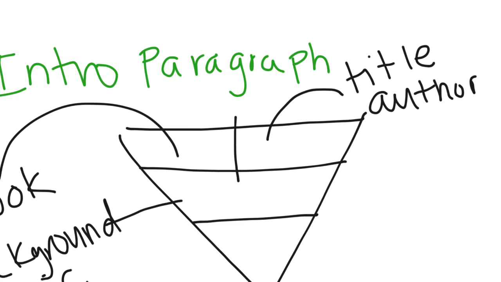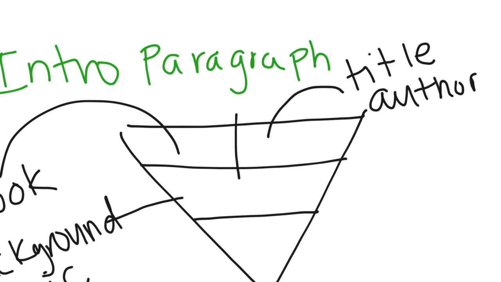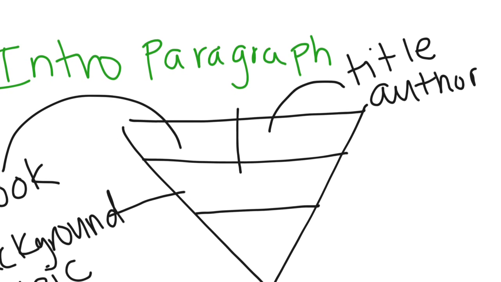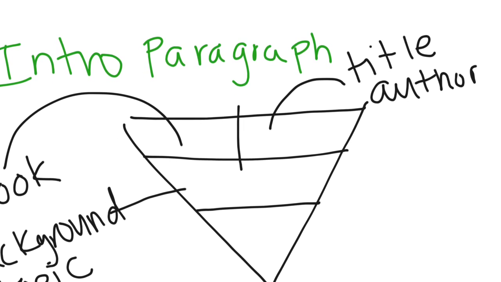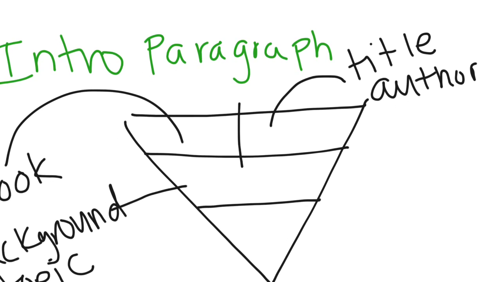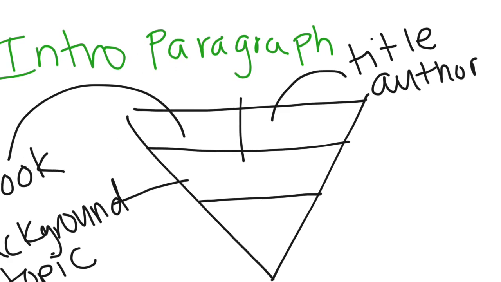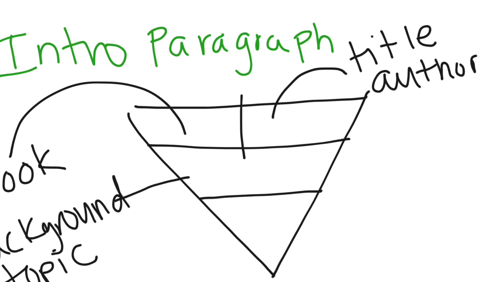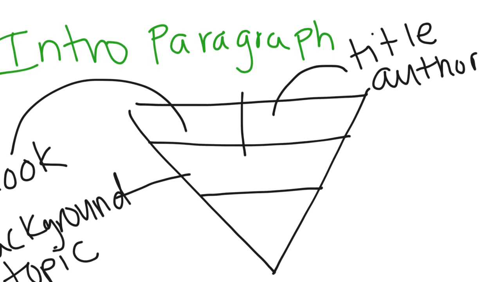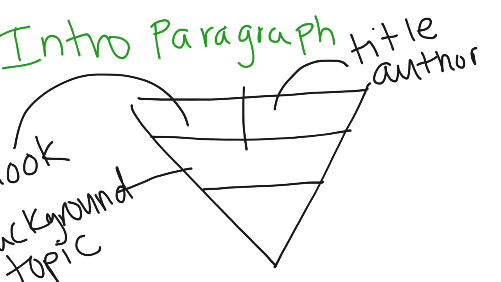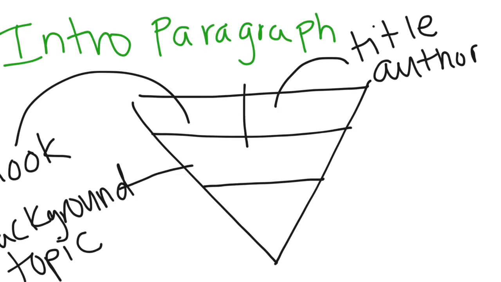The next part of the introductory paragraph is background on your topic. You're going to want to provide some background information or situational information about the topic. So for our instance, you would provide some background information on the specific character or sister you chose from Little Women. So if you chose Jo, you might want to give some background information on Jo in the introduction.